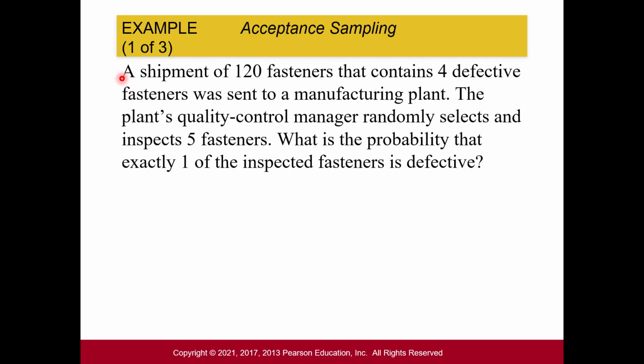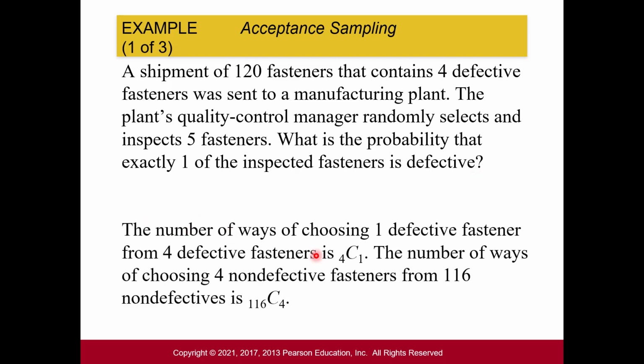Okay, our last example. A shipment of 120 fasteners that contains 4 defective fasteners was sent to a manufacturing plant. The plant's quality control manager randomly selects and inspects 5 fasteners. What is the probability that exactly 1 of the inspected fasteners is defective?